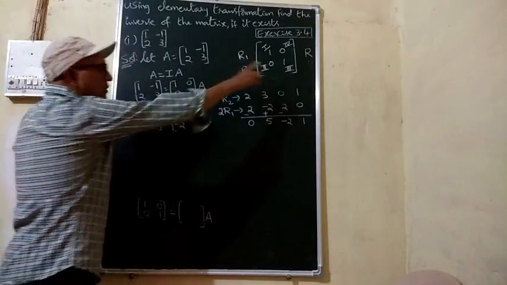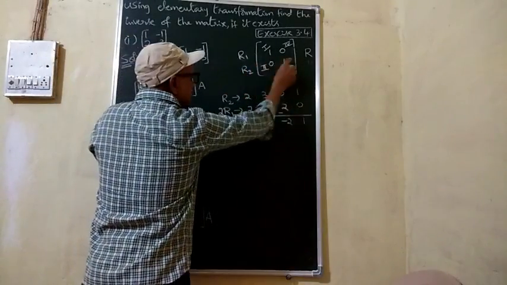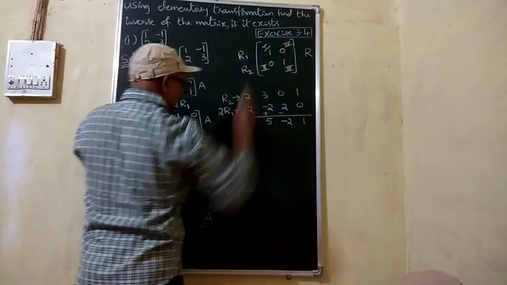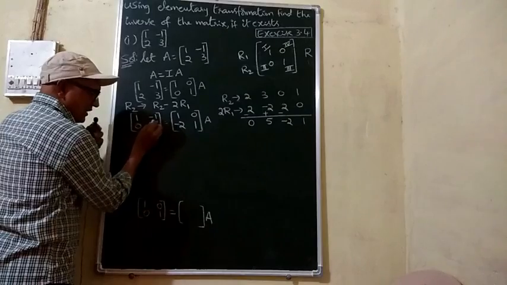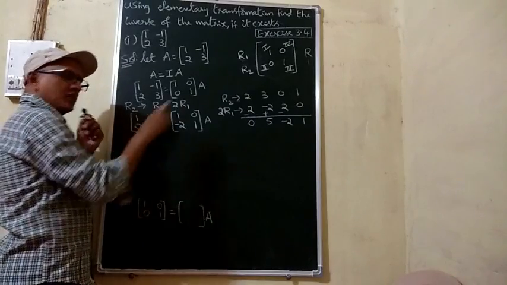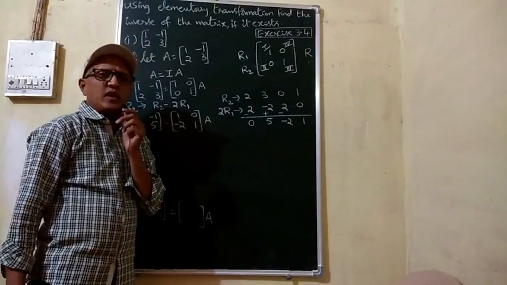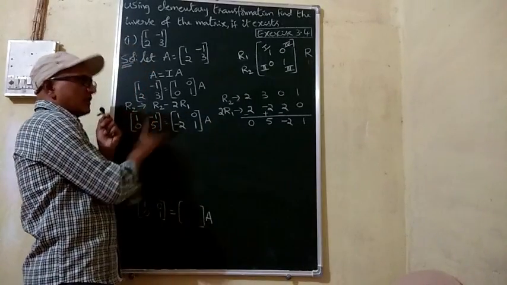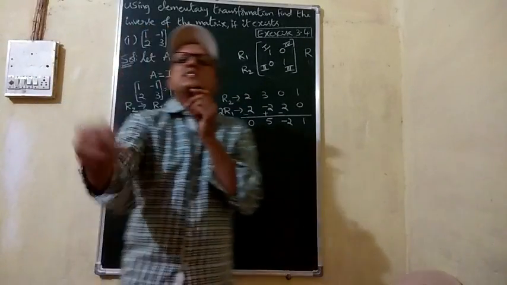See here, Roman letter 3, where is it? It is in second row, this place. What is here? 5. What is the reciprocal of 5? 1 by 5. Whatever the number is there, you have to multiply with its reciprocal.